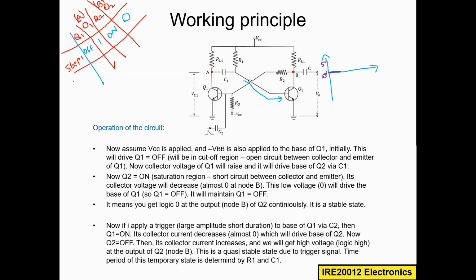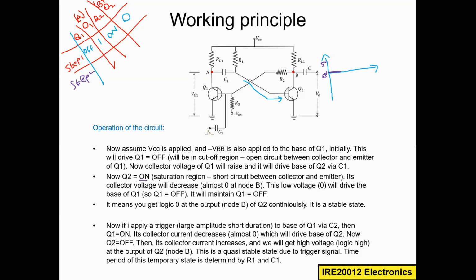In step 2, what is happening? In step 1, right now, what we are doing is Q1 is off and Q2 is on. So at the output, we have logic 1 at node A, and at node B we have logic 0. So now Q2 is on. This is the one we had seen.